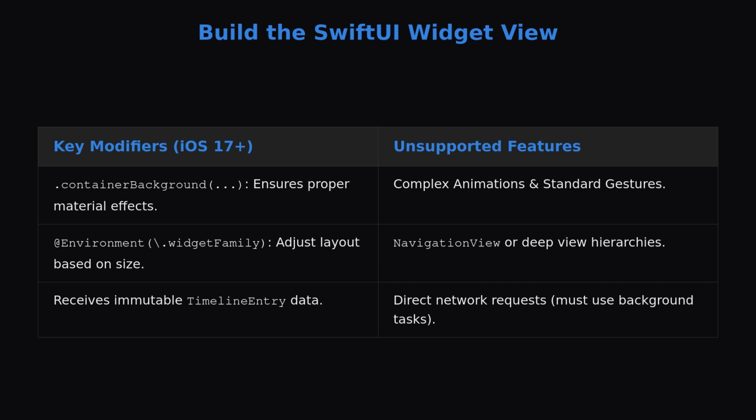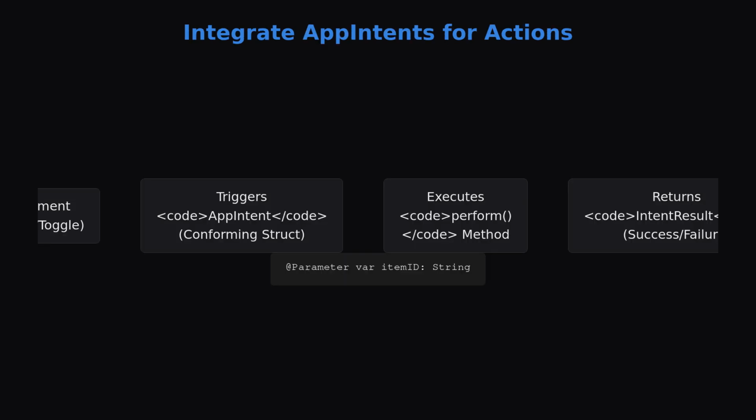The view receives the current timeline entry instance as its data source and displays the information contained within that immutable model. To adapt the layout based on size, utilize the environment property initialized with the key path for widgetFamily. This allows you to conditionally adjust content and layout to fit the current size constraints, ensuring optimal display for small, medium, or large families. Interactivity is established by linking specific UI elements to types that conform to the AppIntent protocol.